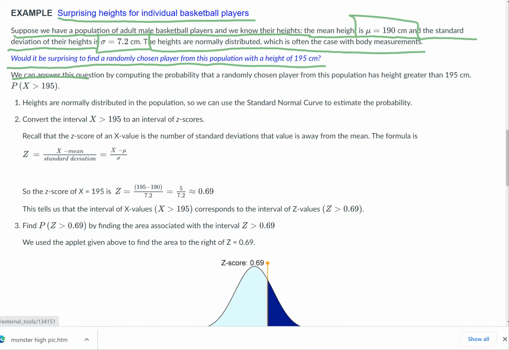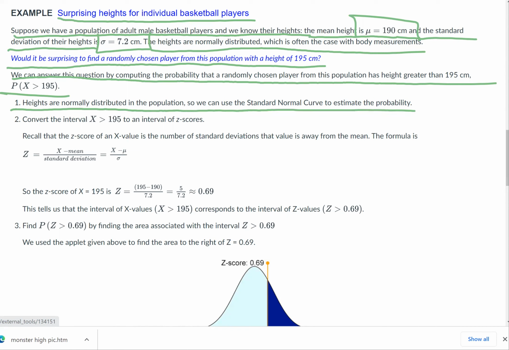We can answer this question by computing the probability that a randomly chosen player from this population has height greater than 195 centimeters, the probability that x is greater than 195. First thing to note is that heights are normally distributed in this population, so we can use the standard normal curve to estimate the probability. The second thing we need to do is convert the interval x greater than 195 to an interval of z-scores.